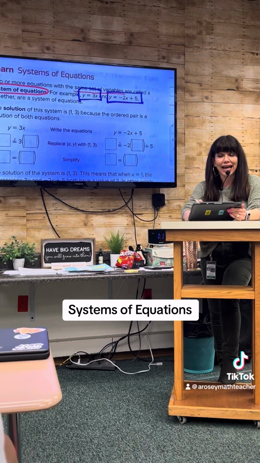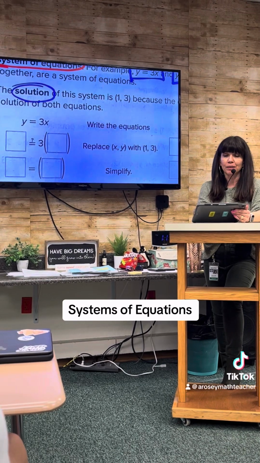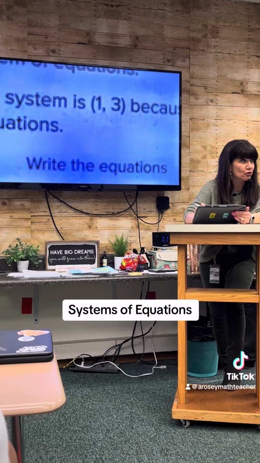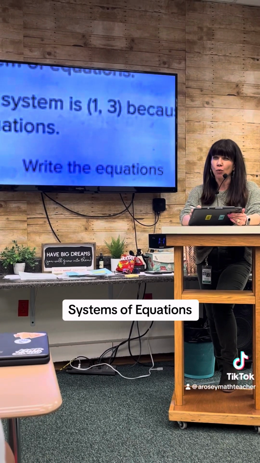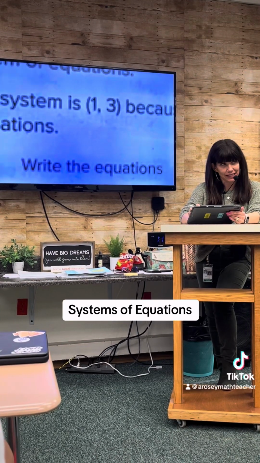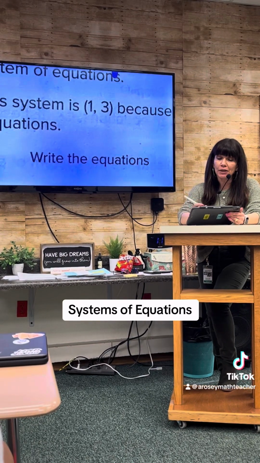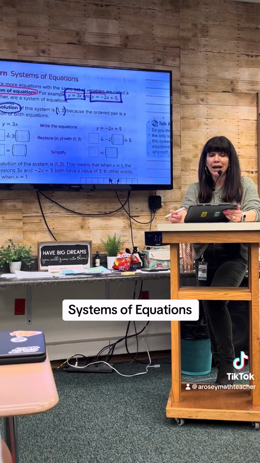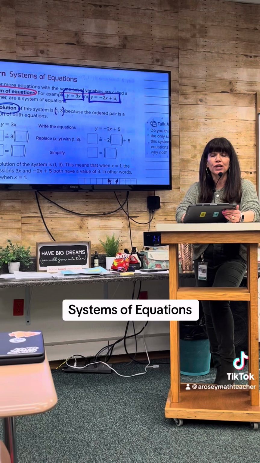Here's what we're doing today. We are finding the solution of this system. And when we find it, I haven't taught you how to find solutions yet, so don't panic about where did they get 1, 3? They've already done the work for you. They're going to show you how they knew it was correct. And then we'll practice doing the same thing. So it's 1, 3 is the solution because the ordered pair 1, 3 is the solution of both equations.